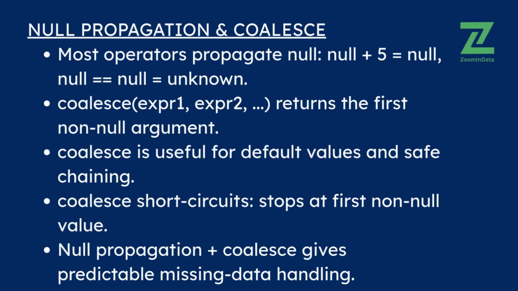Null propagation is everywhere in KQL. Most operators propagate null. Null plus 5 equals null. Null equals null equals unknown. That's where coalesce comes in. Coalesce, expr1, expr2. Returns the first non-null argument. It's useful for default values and safe chaining. Coalesce short circuits, stops at the first non-null value. Null propagation combined with coalesce gives you predictable, safe handling of missing data without surprises.